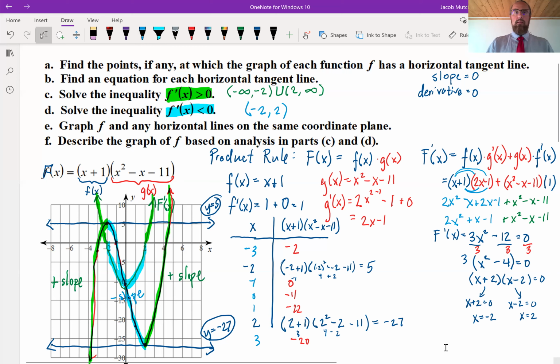Well, let me let you go work on some of your product functions to find horizontal tangent lines and also to graph the derivative and the original. We'll come back in a moment to look at a quotient, but for now, I'm going to let you work on yours. See you soon.